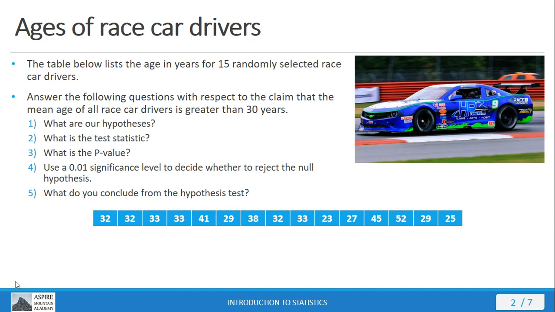Okay, for this particular problem, we're looking at the ages of race car drivers. Here we've got a table with the age in years for 15 randomly selected race car drivers. Notice that we've got the same 5 standard questions that we've been asking when working problems with hypothesis testing. So we're going to use those again here. The claim that we're looking at with this problem is that the mean age of all race car drivers is greater than 30 years.